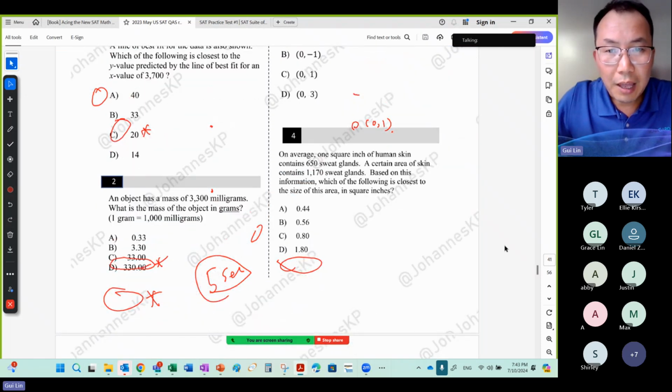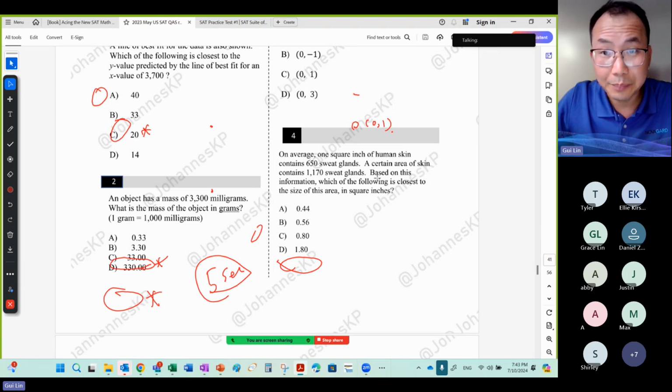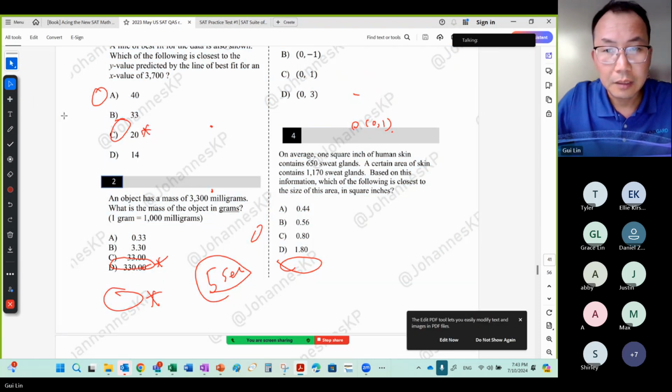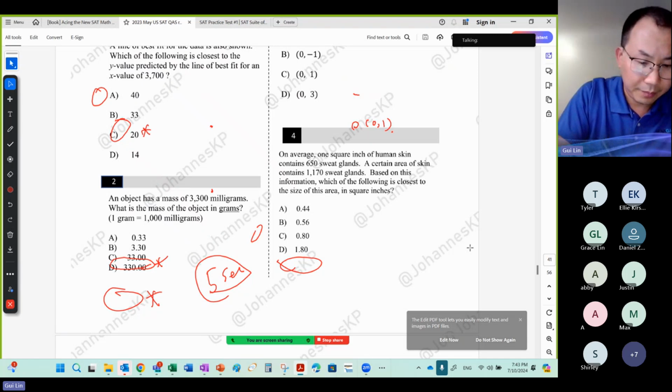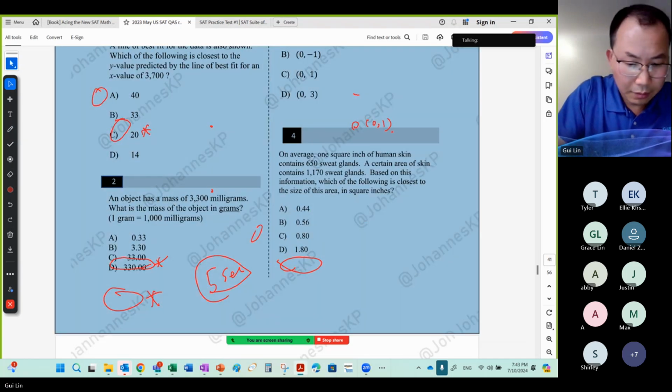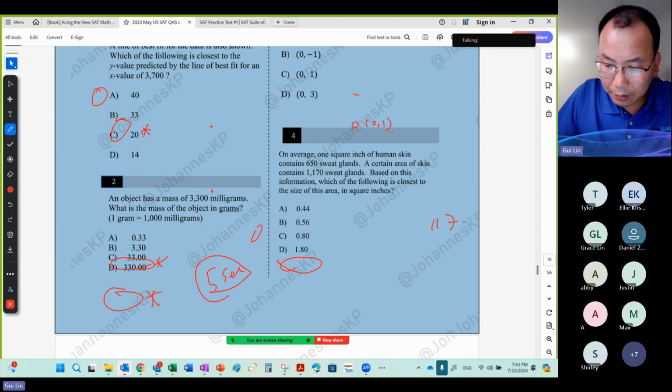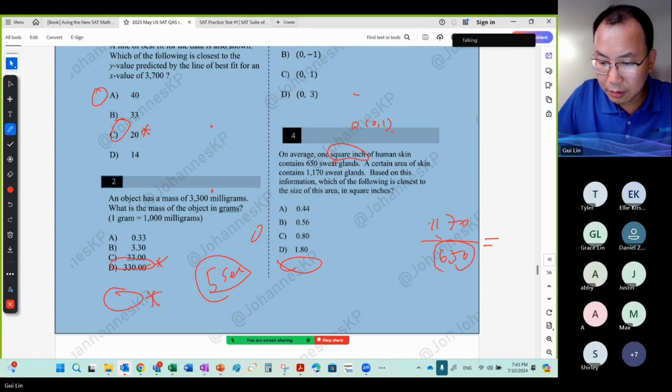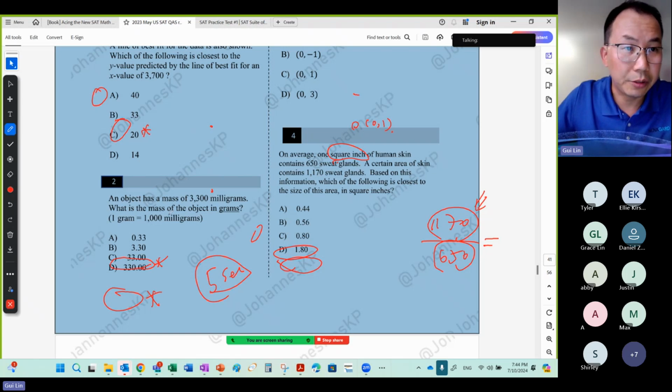Right, number 4. On average, 1 square inch of human skin contains 650 sweat glands. Wow, that's pretty many. A certain area of skin contains 1170. Based on this information, which of the following is closest to the size of this area? So we just divide, right? 1170 over 650, in square inches. So it's close to but less than 2, right? So B. It should be very quick for you.